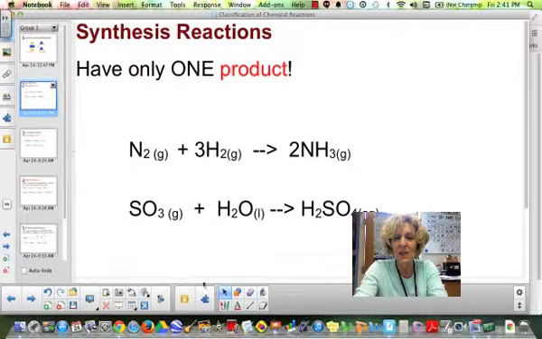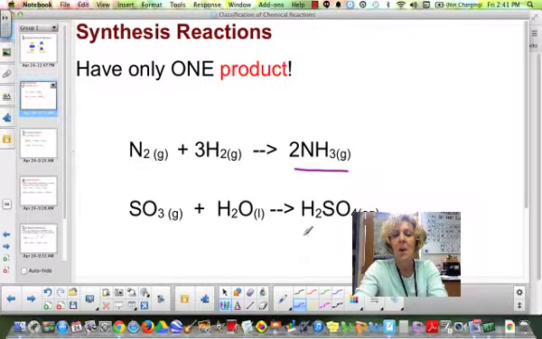A synthesis reaction is easy to see because there is always just one product, one compound to the right of the arrow. So here we have nitrogen gas reacting with hydrogen gas to form ammonia gas. And here we have another synthesis reaction of sulfur trioxide reacting with water to form sulfuric acid. So that's a synthesis reaction. If you just see one product, then you know it's synthesis.